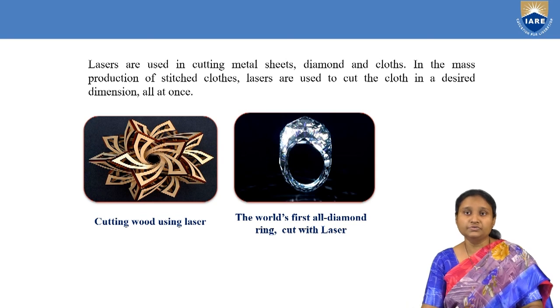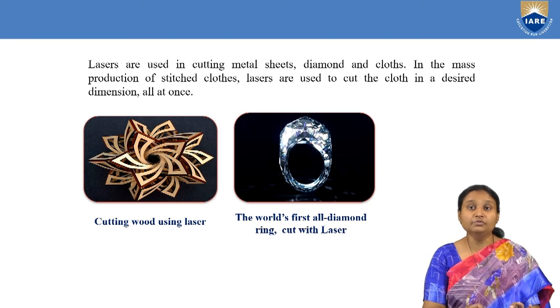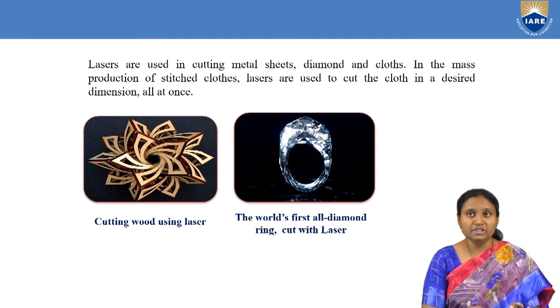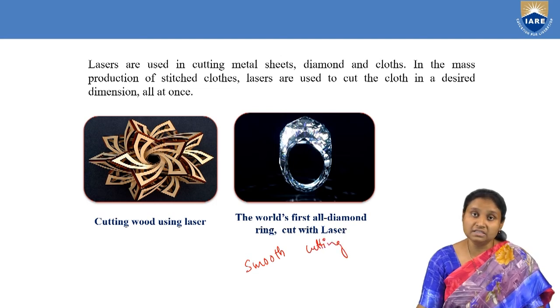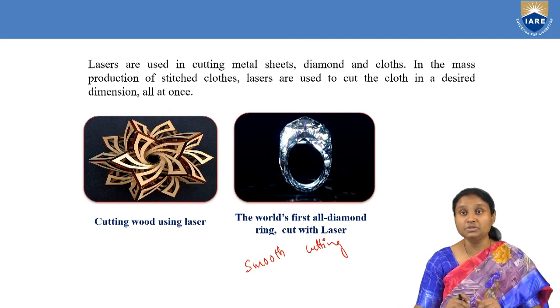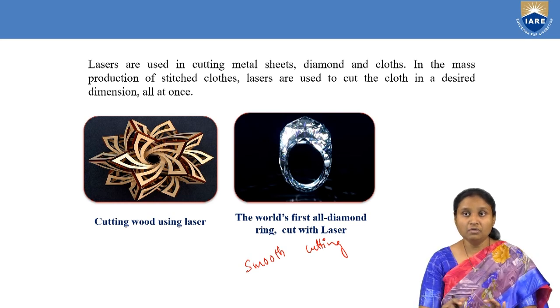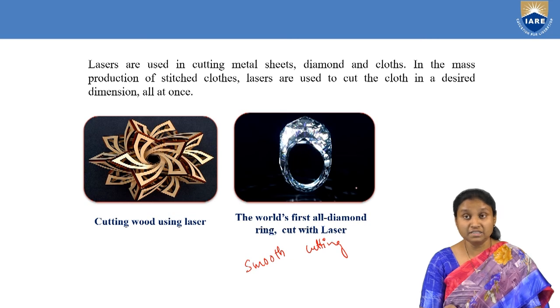Then as you can see in those two figures, here I have crafted a beautiful picture on wood material using laser. So we can go for cutting, even we can cut metal sheets, diamond and clothes, and also we can go for smooth cutting. So what do you mean by smooth cutting? Where we can cut certain smooth materials, brittle materials like glass also, and we can cut them into required shape without damaging the material. So it is called smooth cutting, and we can craft different shapes in materials using laser light.